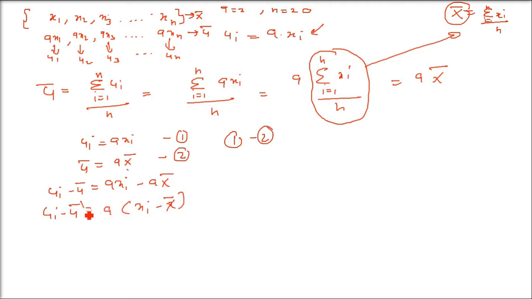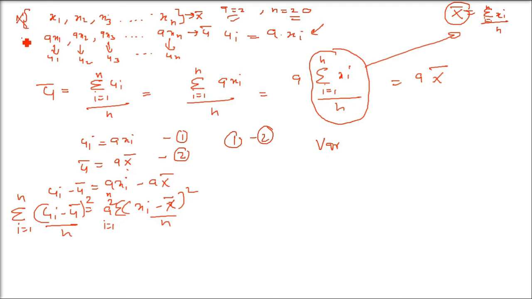This is clear. Now square both sides. A will also become a square. Squaring both sides, we can now apply sigma to both sides; there is no problem. So a square will be outside sigma, as I said, a square is a constant. This is sigma i equals 1 to n; n we will take as 20 and a as 2 later. Now divide both sides by n. So it is sigma of xi minus x bar whole square, divided by n.